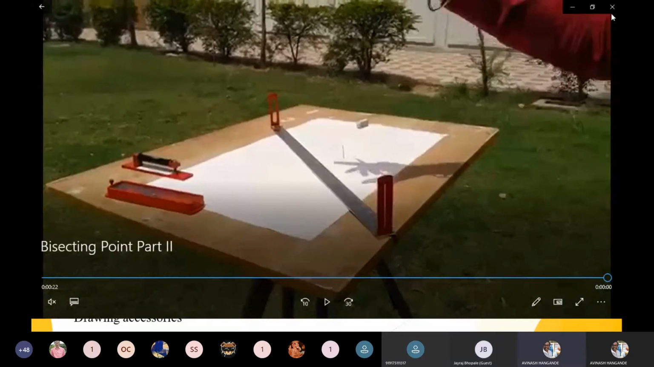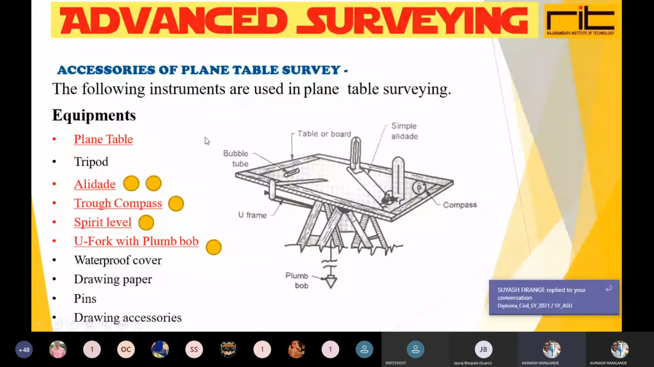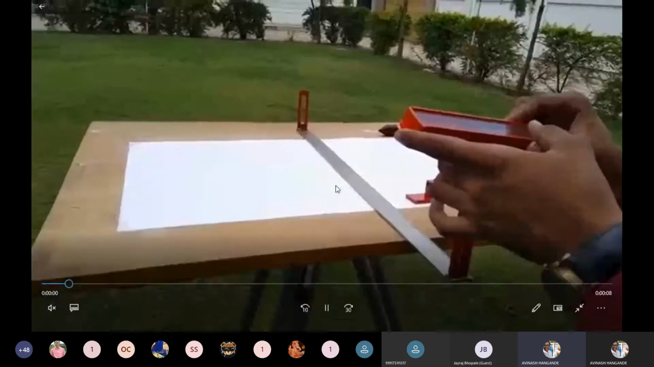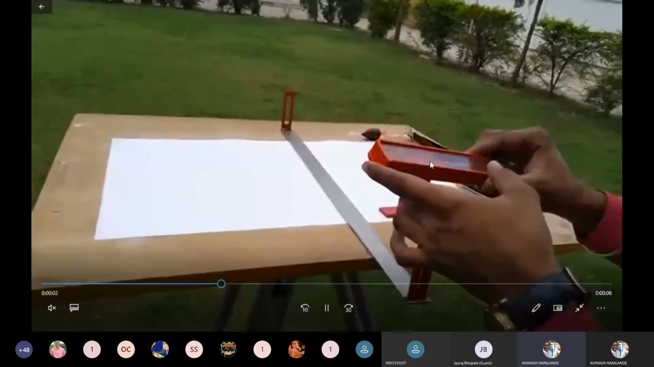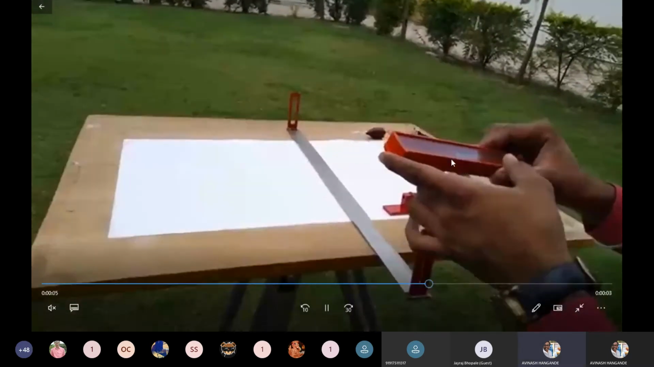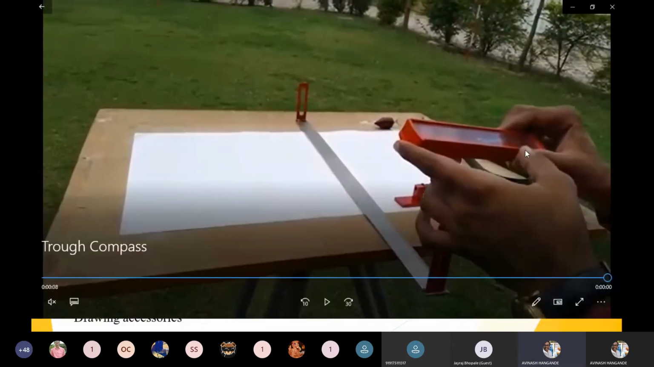Okay, so this is the alidate, a simple alidate. Then next one is the trough compass. So how the trough compass looks, let us see. So it is a trough compass. We had used that trough compass in our basic surveying practicals.